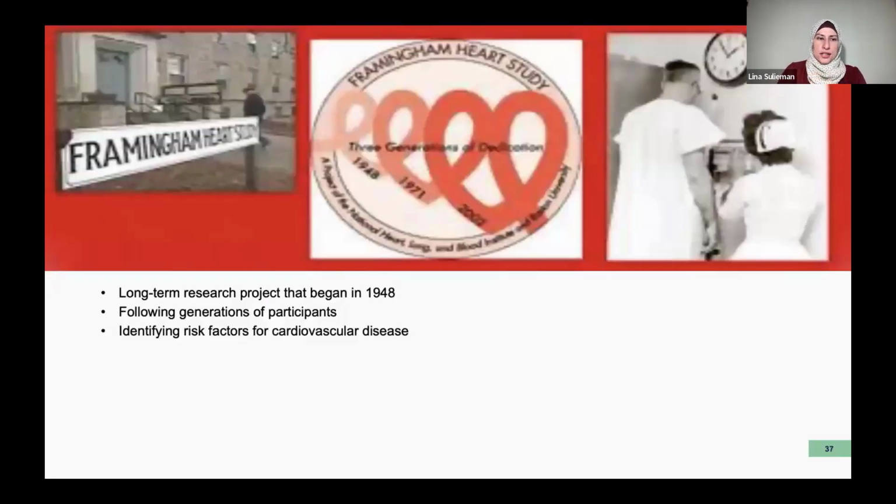Now, one of the major studies that has been working on cardiovascular disease is the Framingham study, which is a long-term research project that started, I believe, in Boston, Massachusetts in 1948. The participants would go, provide some information about their smoking habits, whether they're diabetic or not, or whether they have high blood pressure. Those helped us identify the risk factors for cardiovascular disease from that study.